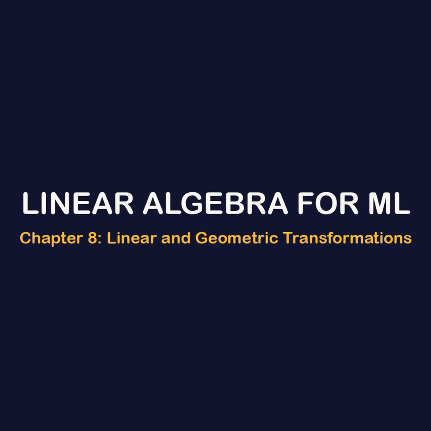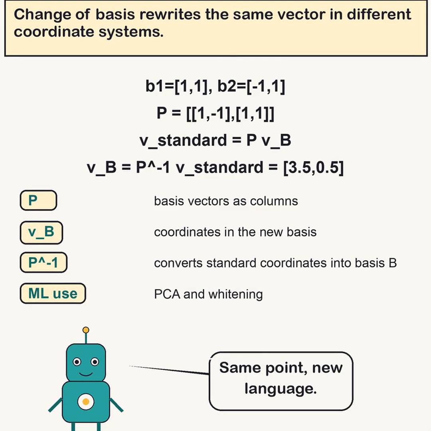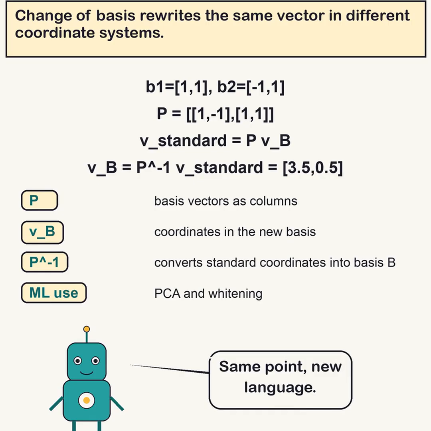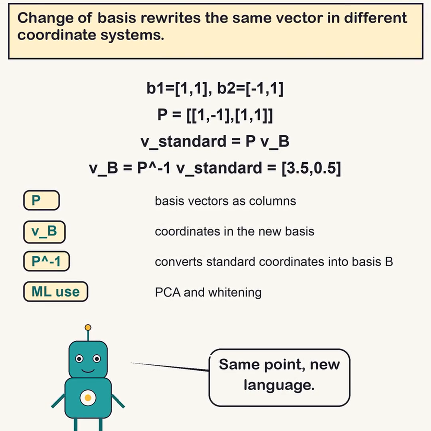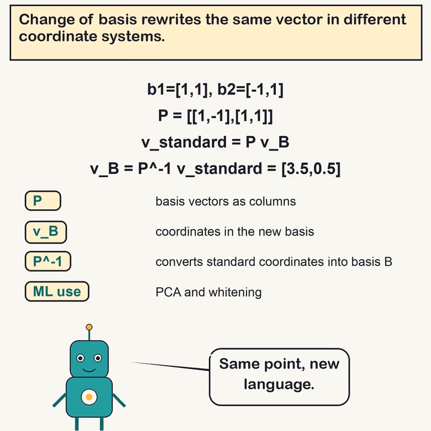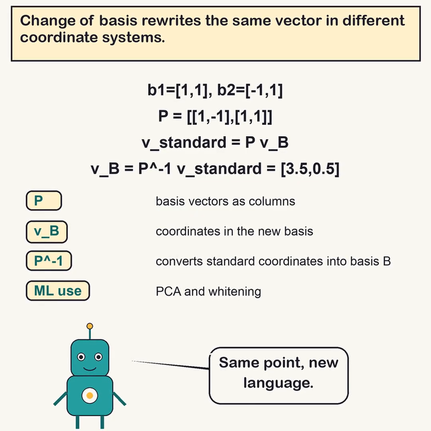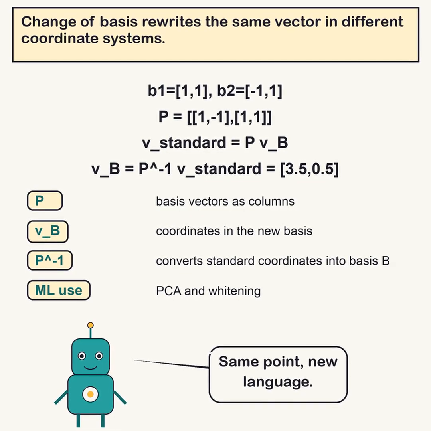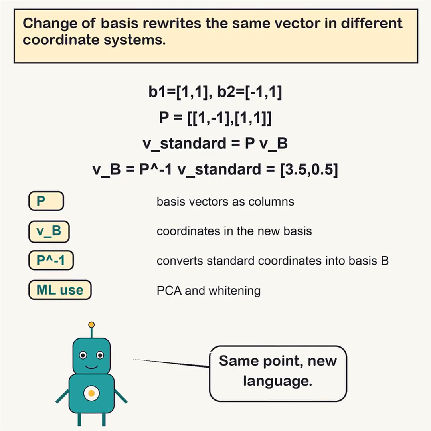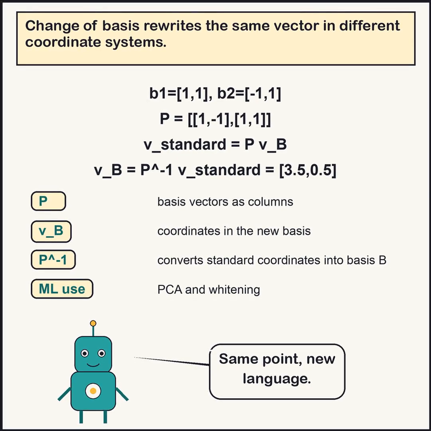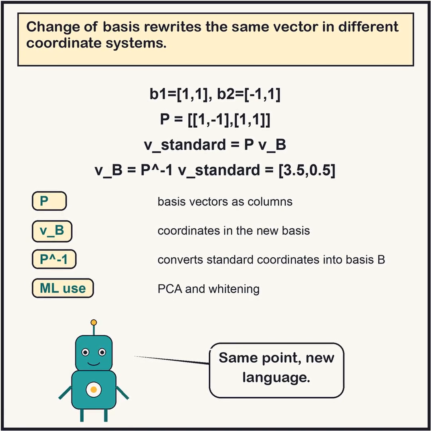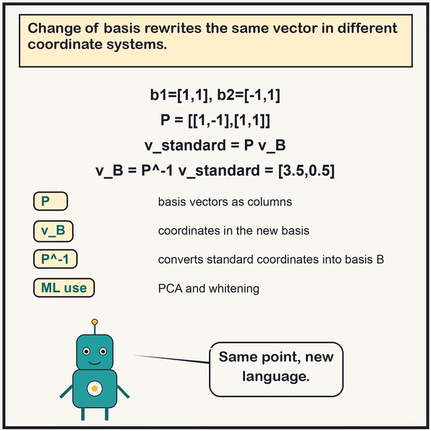while preserving what matters. Change of basis keeps the vector but changes the coordinate language. The matrix P stores the new basis vectors as columns. Multiplying by P goes to standard coordinates. Multiplying by P inverse goes into the new basis. Real-world analogy. Change of basis is like giving the same location in street addresses, GPS coordinates, or subway stops.